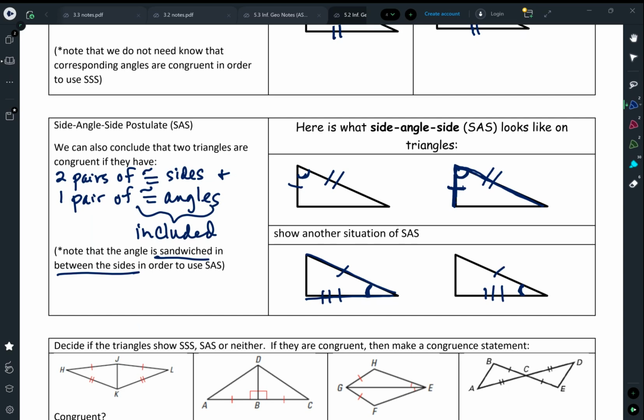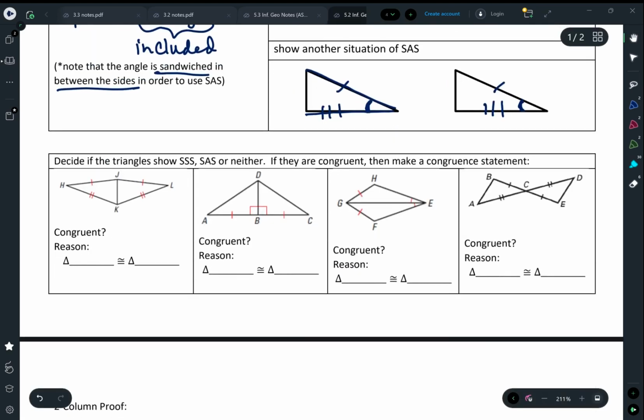Now we're looking at our next set here. Decide if the triangles show side, side, side, side, angle, side, or neither. So we're trying to decide if they're congruent or not. If they are congruent, make a congruent statement. And remember, when we do congruent statements, the vertices on those triangles have to be in exactly the same order.